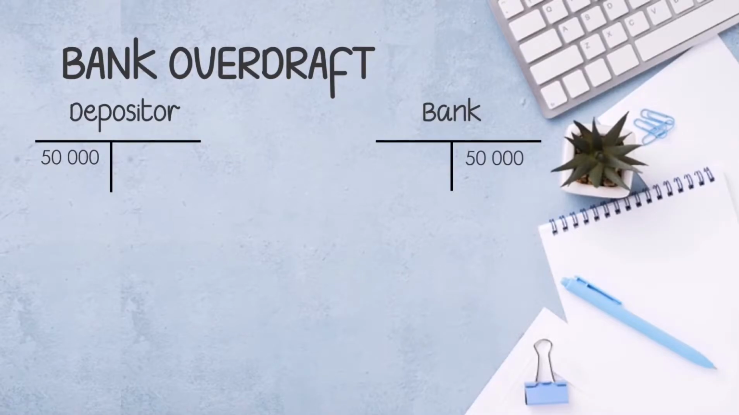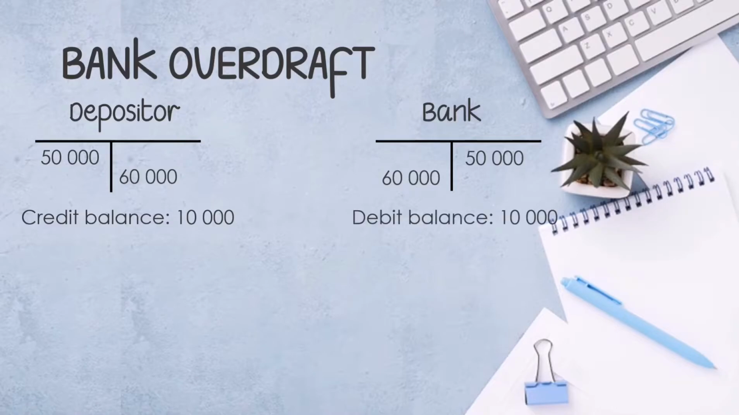So let us assume that this is a checking account. The depositor draws a check on his account amounting to 60,000. On the other hand, in the bank, since it is a cash disbursement or payment, it will be recorded on the debit side. However, the problem is his deposit is only 50,000 but 60,000 was deducted. As a result, on the part of the depositor, he has a credit balance of 10,000. And in the bank, it has a debit balance of 10,000 as well. So this scenario is an example of a bank overdraft. The 10,000 is the amount overdrawn in the depositor's account, which is why he has a credit balance.